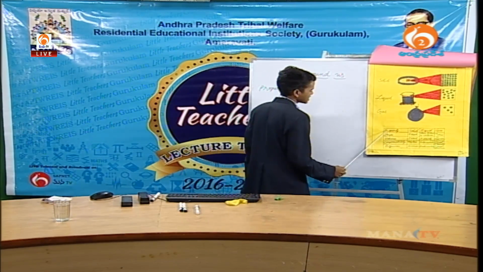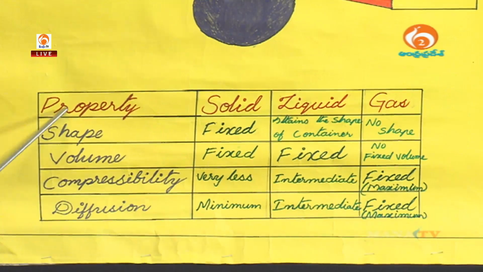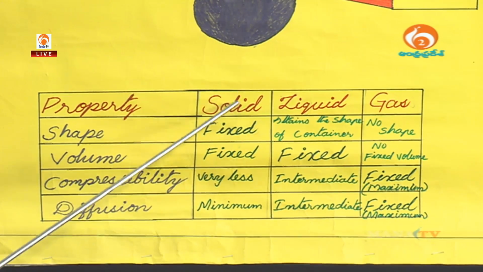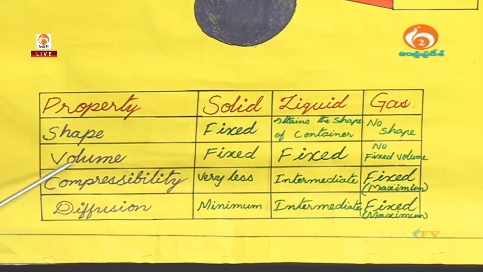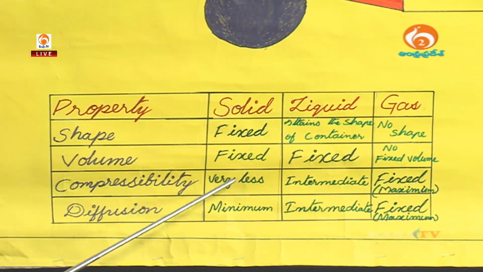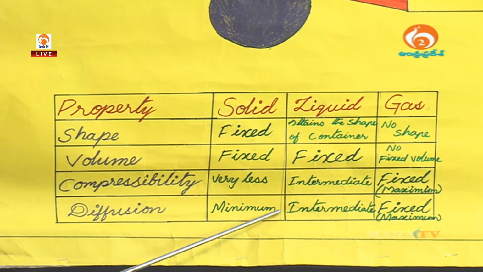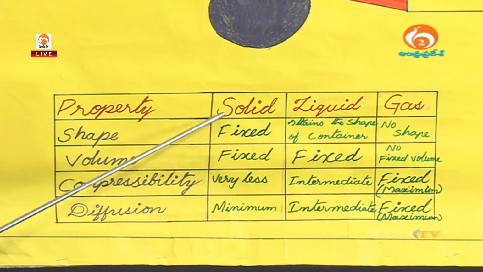Okay friends, see here the properties. Solids have a fixed shape and a fixed volume. Solids have very little compressibility. Solids have minimum diffusion.